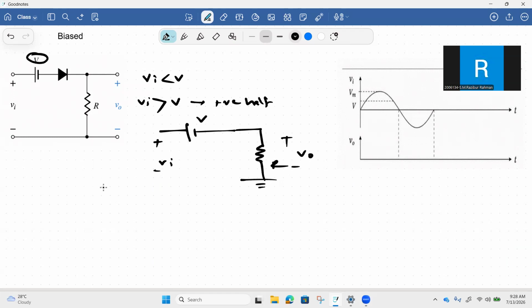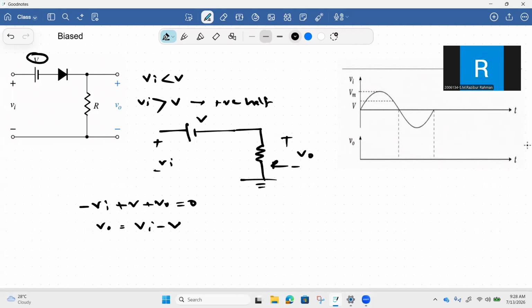So if we apply KVL here, we'll get this equation. From this, we can say the output voltage will be input voltage minus this V amount of volt. This occurs only during the positive half cycle.